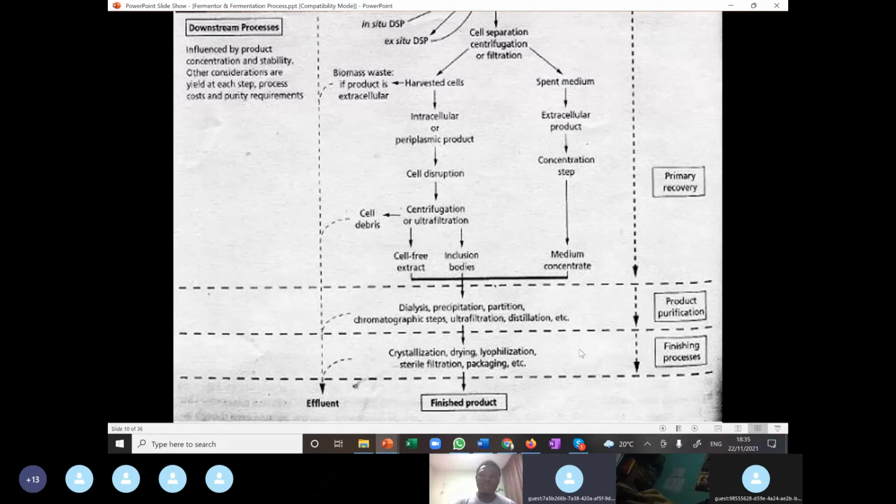And when this separation is done, we now go through the finishing process by crystallizing the end product, by drying it, by lyophilizing, sterile filtration, or packaging. And when that is ready, we are ready for the market.